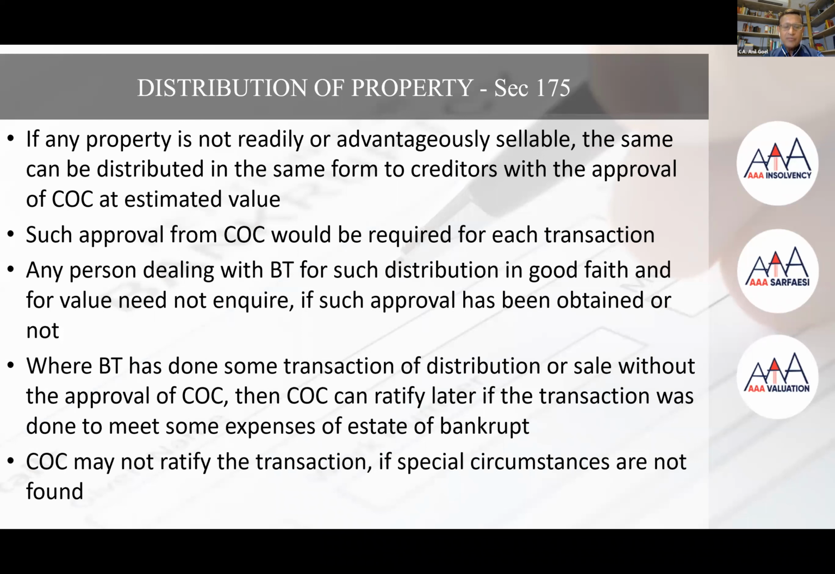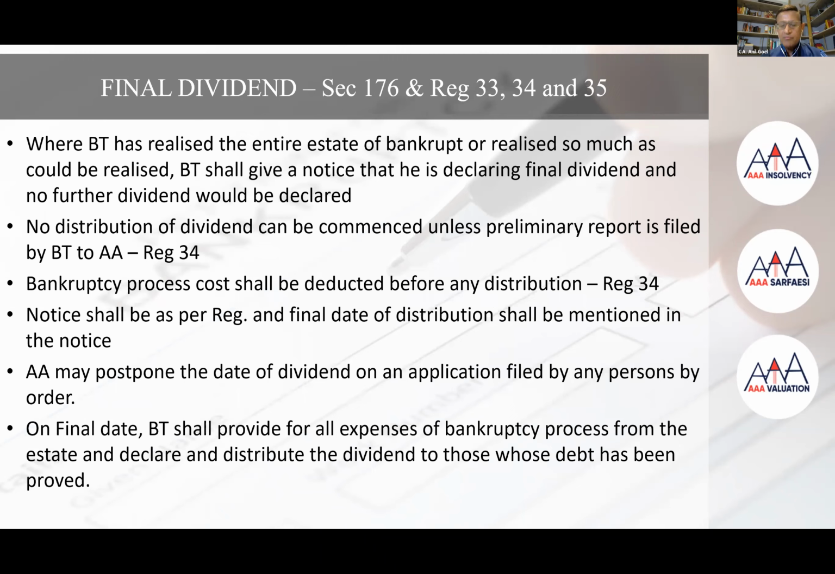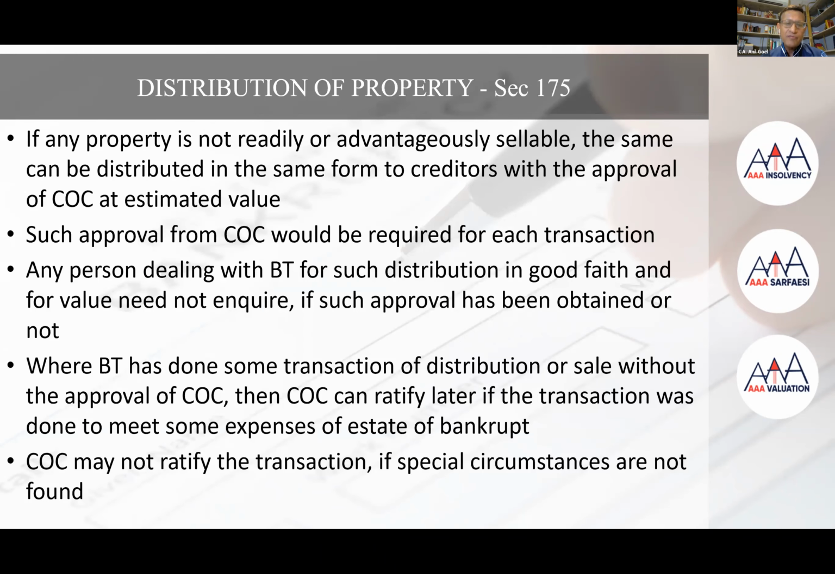Where the BT has done some transaction of distribution or sale without the approval of the CoC, then the CoC can ratify it later if the transaction was done to meet some expenses of the estate of the bankrupt. The CoC may not ratify the transaction if special circumstances are not found. So we've seen interim dividend, we've also seen the distribution of the property to some of the creditors with the approval of the committee of creditors. It is also provided that the CoC can later ratify the actions in case the special circumstances prevail.